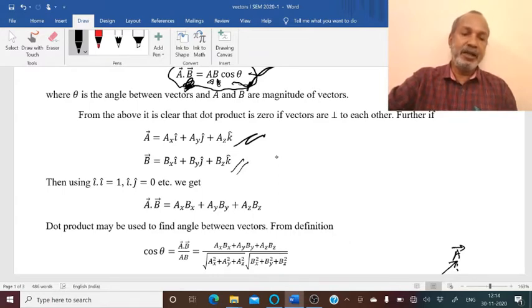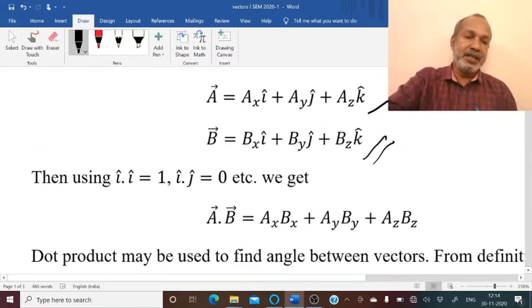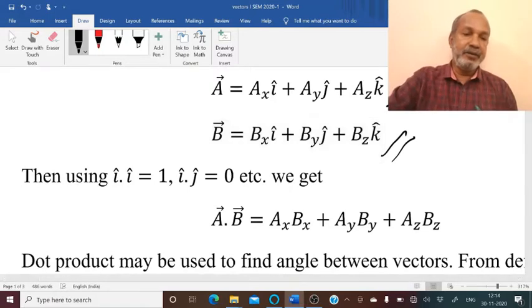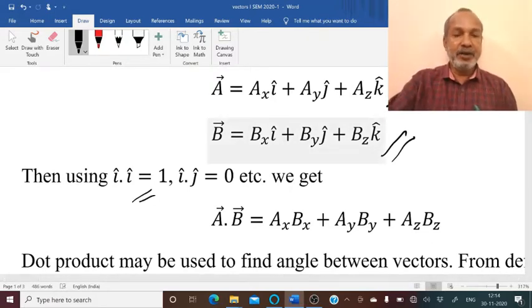So i dot k is also 0 because i and k are perpendicular. And what is i dot i? i dot i, you can see it here. i dot i is 1 into 1 into cos 0. So that is 1 into 1 into 1. So that will be 1.